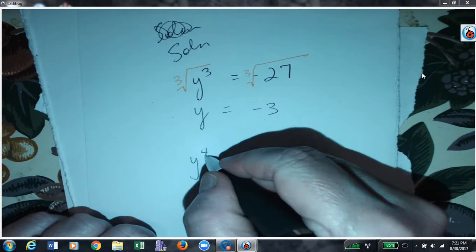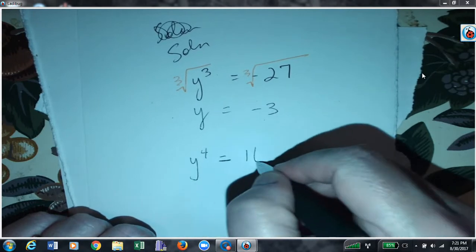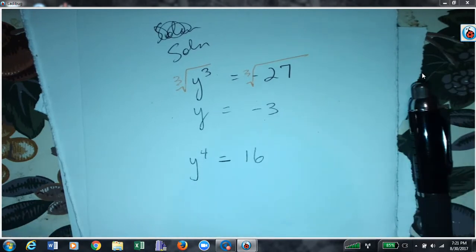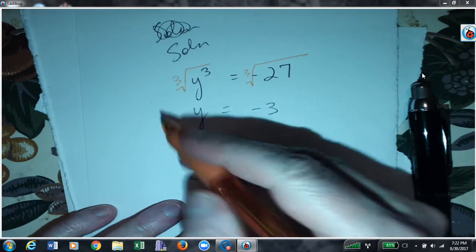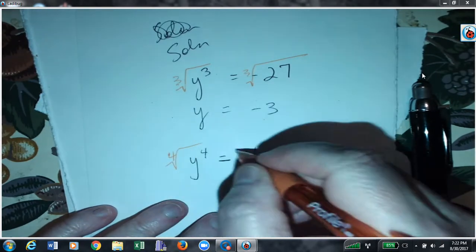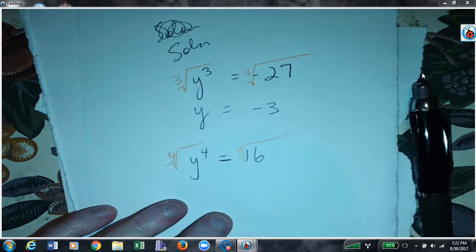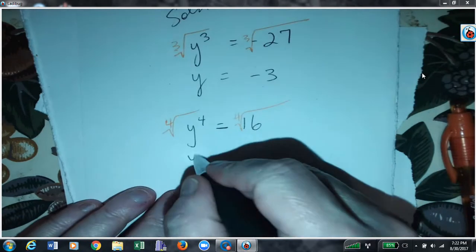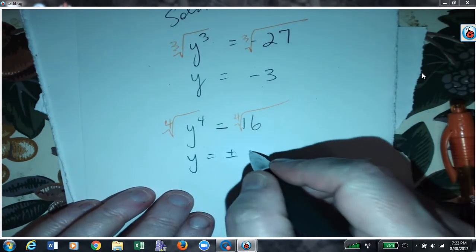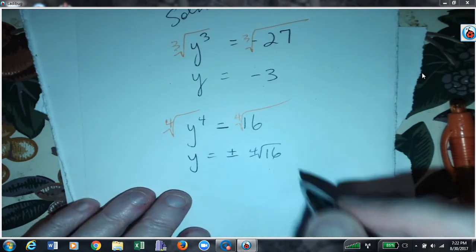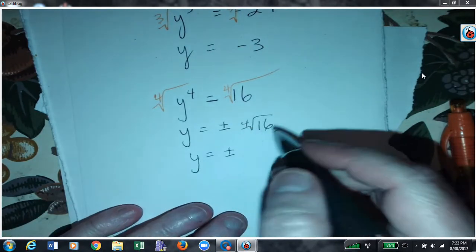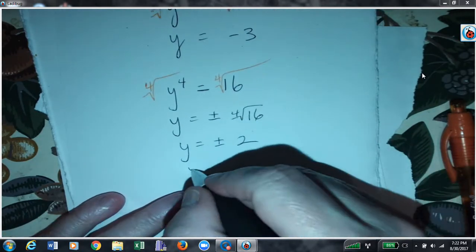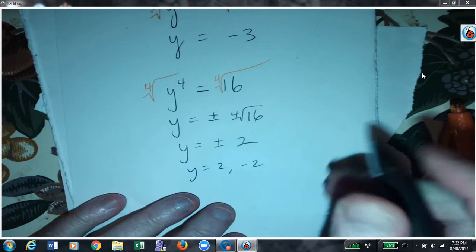What is the solution to that? Well, to find out what y is, since it's y to the fourth, I'll take fourth roots of both sides. But when you take even roots of both sides, you have two possibilities. And so y is equal to plus or minus, and the fourth root of 16 is 2. So y is equal to 2 or negative 2.